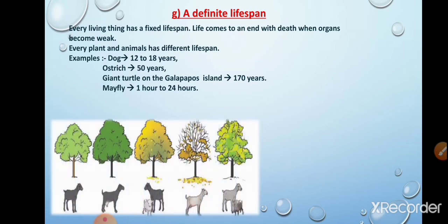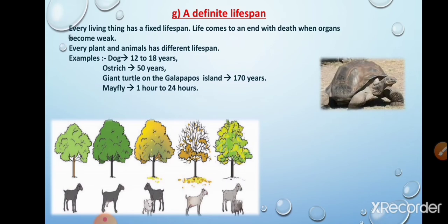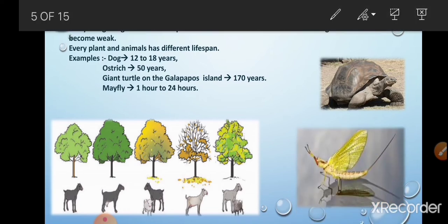Examples: dog. A dog has 12 to 18 years of lifespan. Ostrich, 50 years. Giant turtle on the Galapagos Island, it has 170 years of lifespan. And mayfly, it has 1 hour to 24 hours of lifespan.